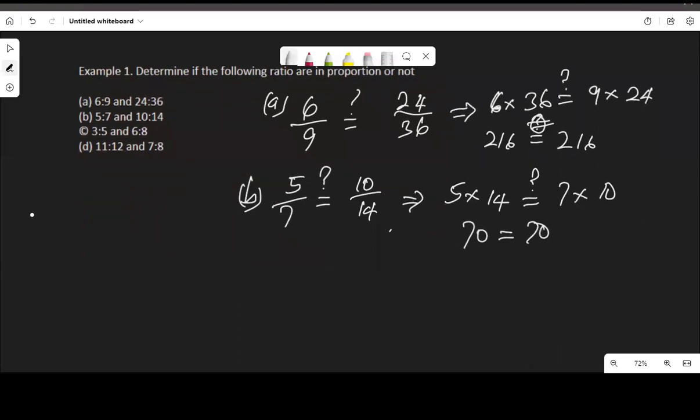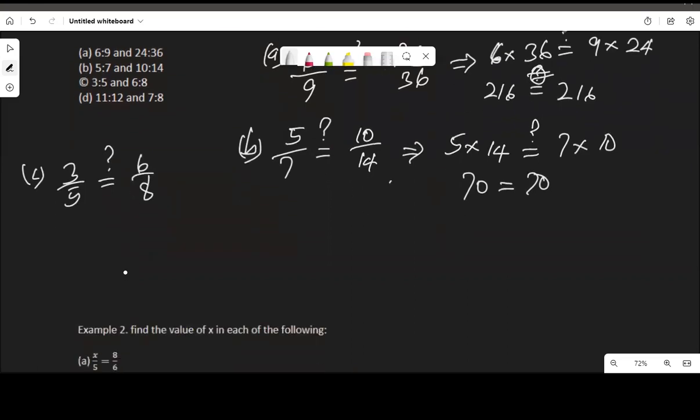Then question C, we have 3 to 5 and 6 to 8. 3 to 5, that is 3 over 5. Let's assume it's equal to 6 over 8. Cross multiply, we have 3 times 8. Let's assume it is equal to 5 times 6. 3 times 8 is 24. 5 times 6 is 30. So 24 and 30 are not equal. Therefore, these ratios are not in proportion. Let me put not there. They are not in proportion.